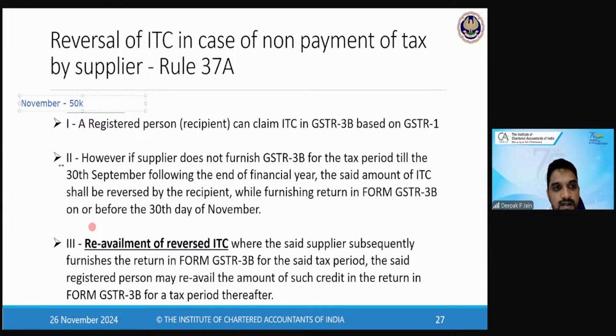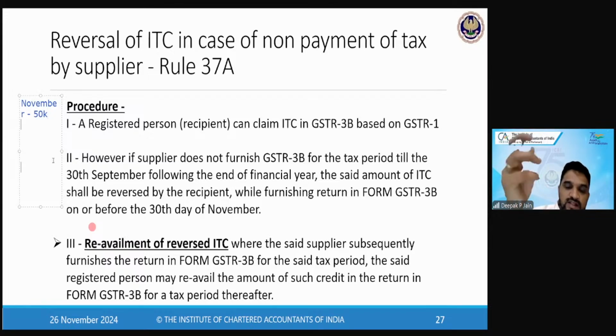So I've done this first part. November 50,000, I have claimed it. Now this fellow, when I see in my 2B, it was appearing, so I've claimed the credit. Later on, when I see his status, he has not filed the return. So what I will do, I will come to September and reverse the credit. इसको क्या करूंगा मैं, minus कर दूंगा, within bracket मतलब minus. So I will reverse the credit.